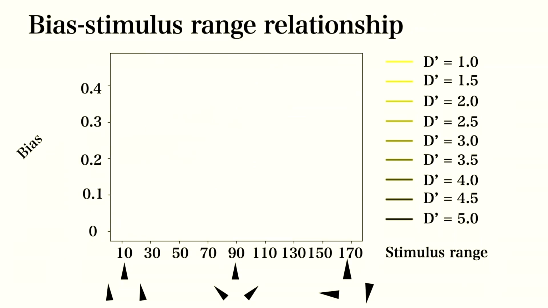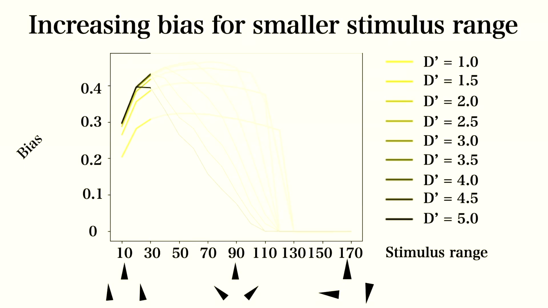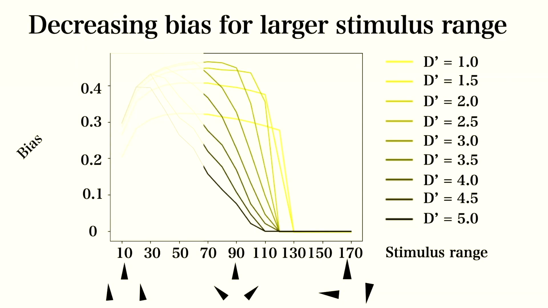And for the bias and stimulus range relationship, the positive value here means that there's an attraction bias toward the gist, and the higher the value, the stronger the bias is. And here we got a non-monotonic relationship. For the smaller stimulus range, we can see that the bias gradually increases and reaches a plateau. And for the larger stimulus range, you can see that the bias decreases for all d prime values.